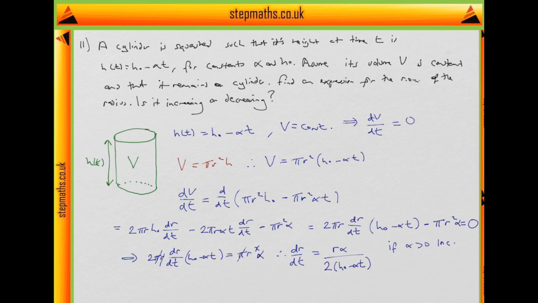But if alpha is less than 0, it's decreasing. And this makes sense intuitively, because if alpha is greater than 0, then the height is going to be decreasing, and so to keep the same volume, it must be getting wider. If alpha is less than 0, the height is increasing, and so the radius must be getting smaller for the volume to remain constant. But we've been told in the question that it's squashed, and so we're going to have to assume that alpha is strictly greater than 0, and so the radius is increasing.